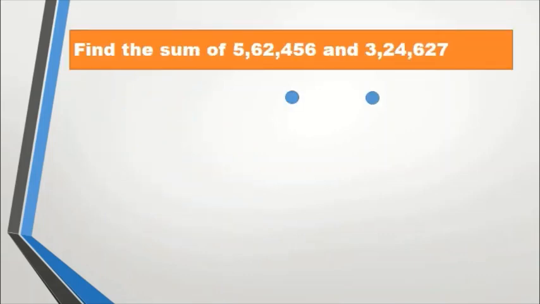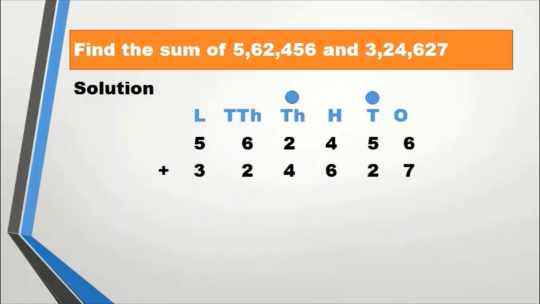Children, let us do one more sum. Find the sum of 5,62,456 and 3,24,627. Now what is the first step, children? We have to arrange the given numbers according to the place values of the digits. And from which side we have to start the addition, children? You're right. Always start the addition from the ones place.